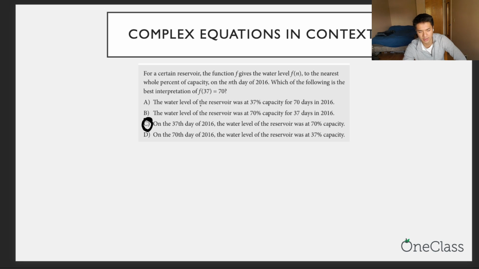Answer choice A says the water level of the reservoir was at 37% capacity for 70 days. Two errors. First, it flips the number: 70 represents the percentage, not the number of days. And second, it's not the cumulative 70 days, but simply the snapshot picture on the nth day, which would be day 37. So that's not right. And so A and B would both be wrong. And then D says on the 70th day instead of the 37th day, and it says 37% capacity instead of 70% capacity. So again, just make sure we are keeping an eye on what we predict the answer to be. If we do that, we should be fine when it comes to these questions.